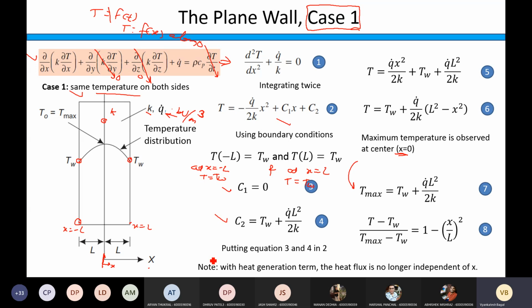Now this is worth noting down. With the heat generation term, the heat flux is no longer independent of x. Remember this. With the heat generation term, the heat flux is no longer independent of x. Is it clear how we determine the temperature distribution?